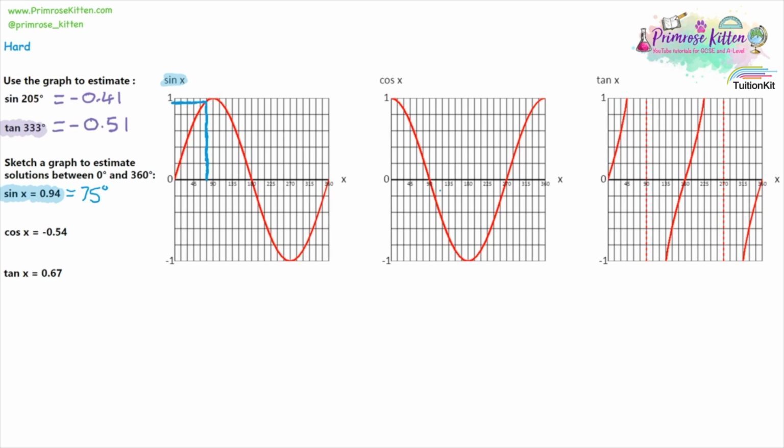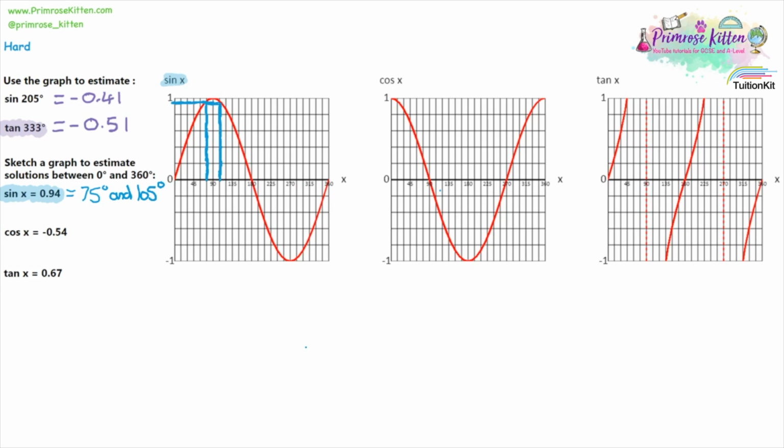Now, remember, there's always two answers for these, at least between 0 and 360. So we have to continue our original line across and come down. And it looks like we're a similar distance away from 90 on the opposite side. That makes sense because these graphs are symmetrical. So if our first answer is 15 below 90, our second answer is going to be 15 above 90. And that's going to give us 105 degrees for our estimate.